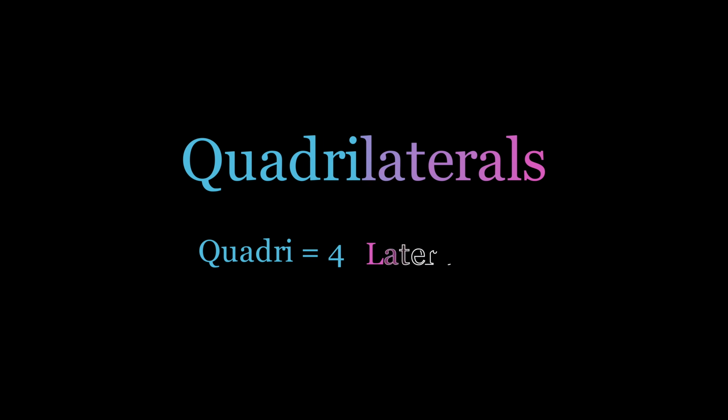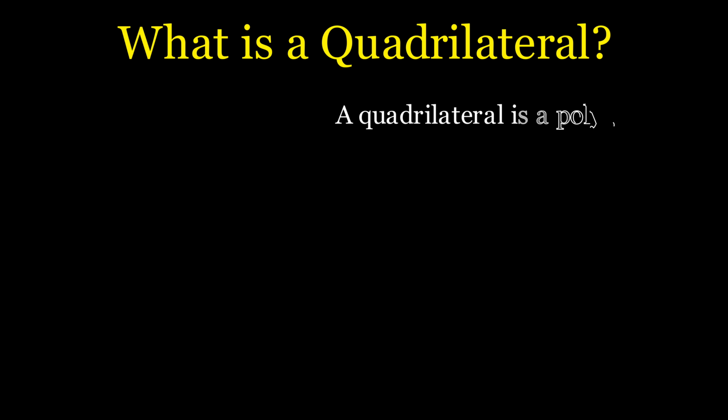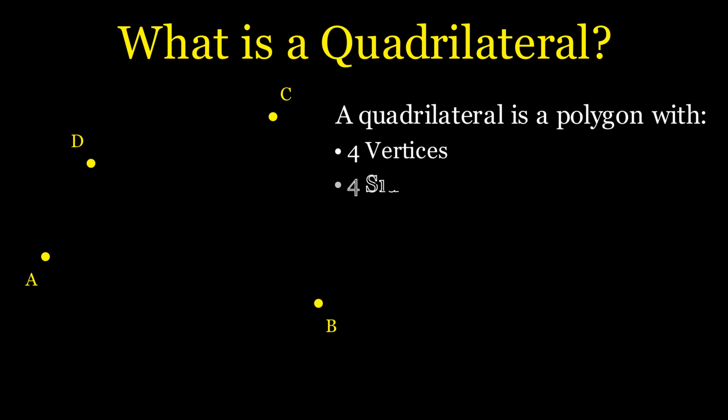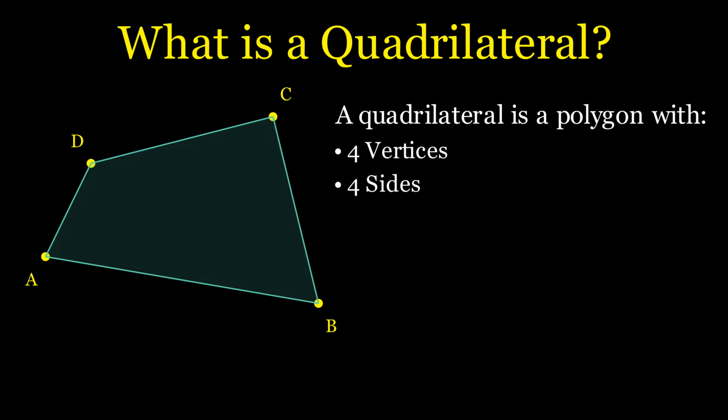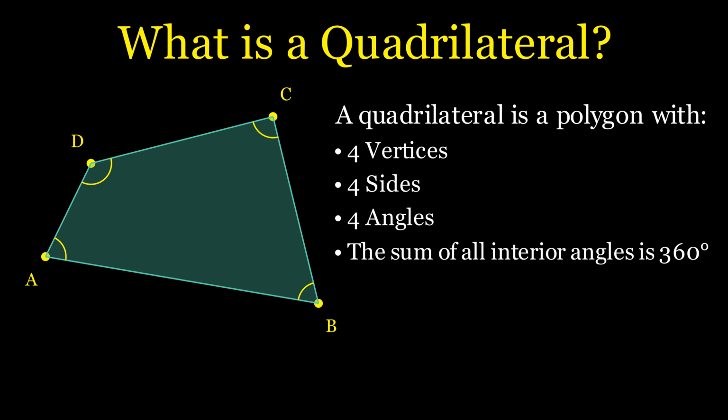So quadri means 4 and lateral means sides. So 4 sides. So what is a quadrilateral? A quadrilateral is a polygon with 4 vertices, 4 sides, 4 angles, and one of its properties is the sum of all interior angles is 360 degrees.